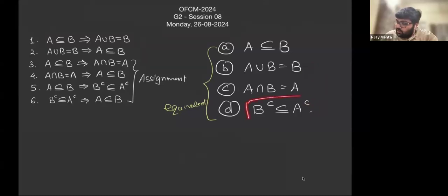Yes, D is given, so B complement is a subset of A complement. So by 6, I can have A subset of B, and I can then show that A union B equals B by using number 1. Okay.